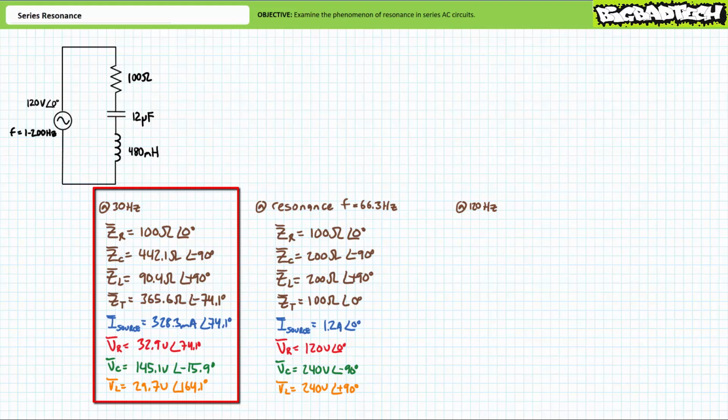Another application of Ohm's law demonstrates voltage across the capacitor will be equal to 145.1 volts at an angle of negative 15.9 degrees. Current through the capacitor leads the voltage across it by a relative 90 degrees.